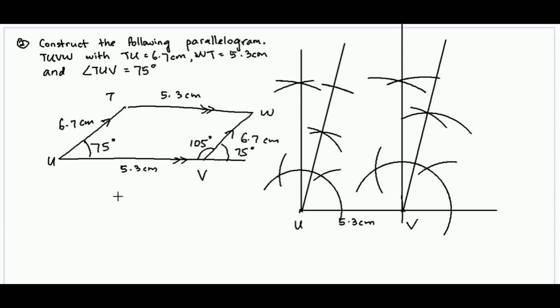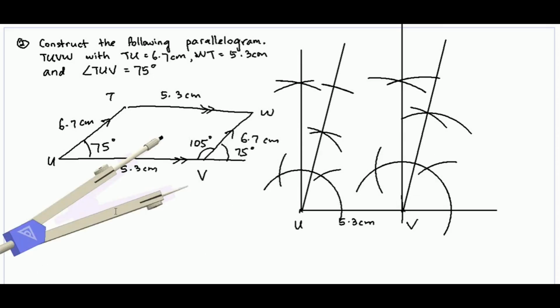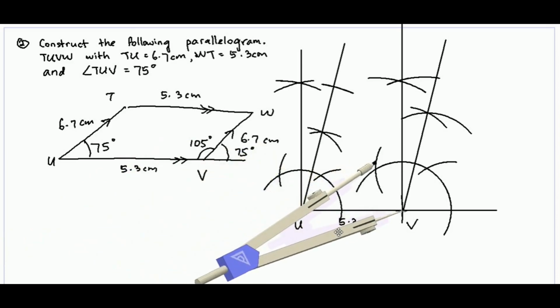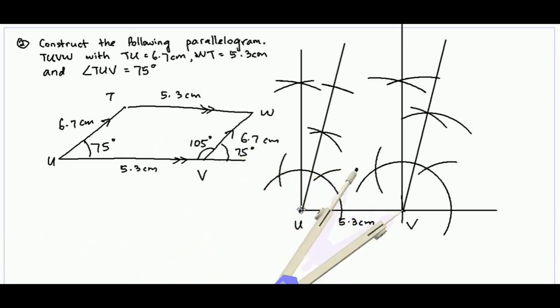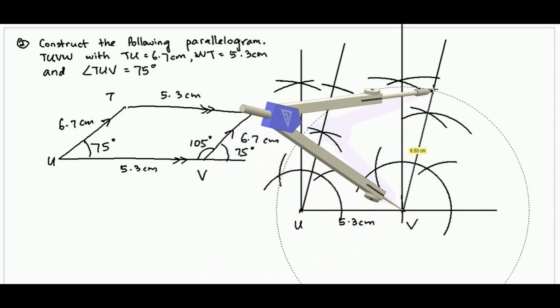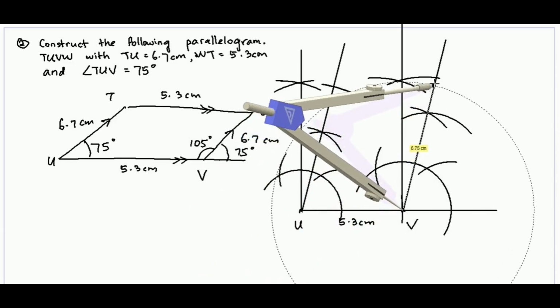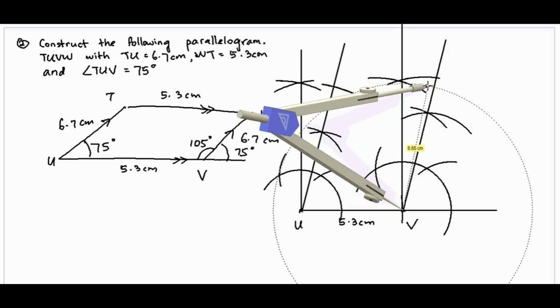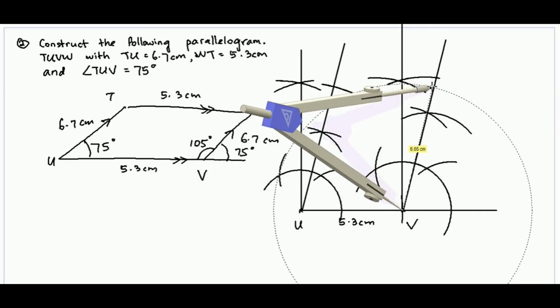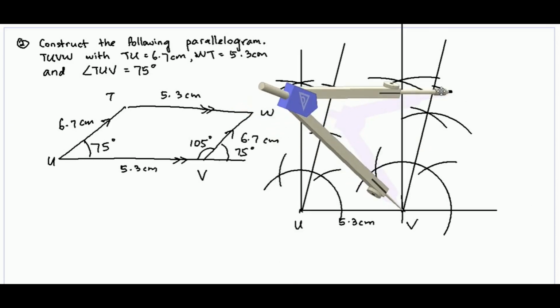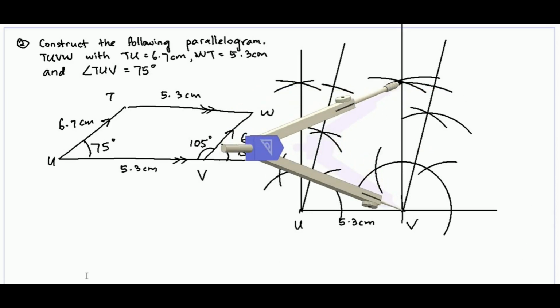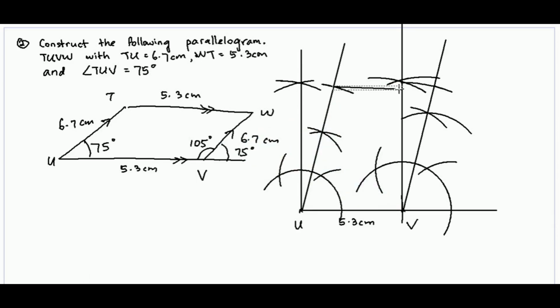Okay, so we want here also 6.7 centimeter, correct? Press the compasses here. Open it up until you get 6.7 centimeter. Measure it by ruler. Make an arc here. So next step, you just connect this point and this point together.